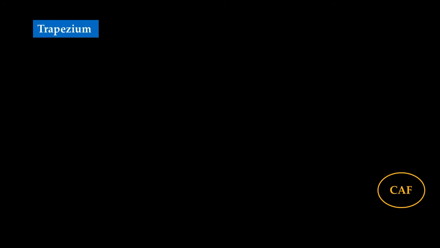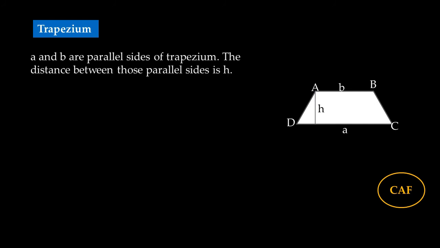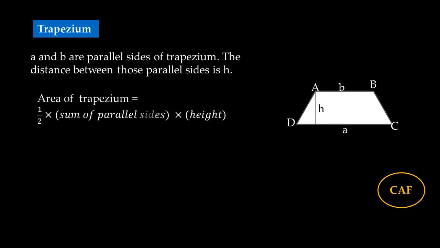and perimeter is equal to 4 into A. Next one is trapezium. This is the diagram for trapezium. A and B are parallel sides of trapezium. The distance between those parallel sides is h. So area of trapezium is equal to half into sum of parallel sides into height. So area is equal to half into h into A plus B.